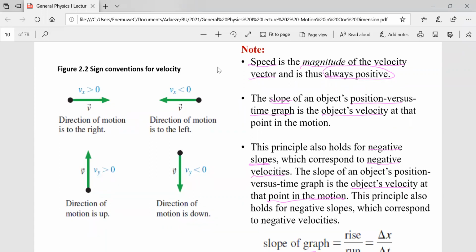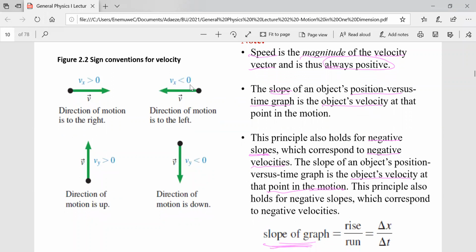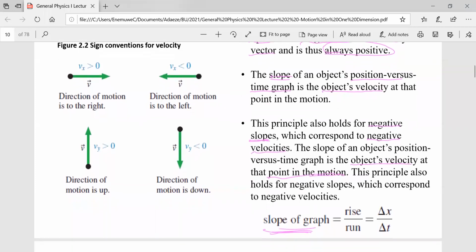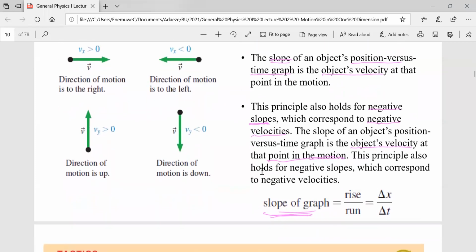Okay, so we can have positive or negative velocity, but not negative magnitude or speed. We also want to establish that the slope of the position versus time graph is actually the object's velocity. So the slope of the graph can be replaced with v equals change in x over change in t. The principle holds that a negative slope corresponds to a negative velocity.